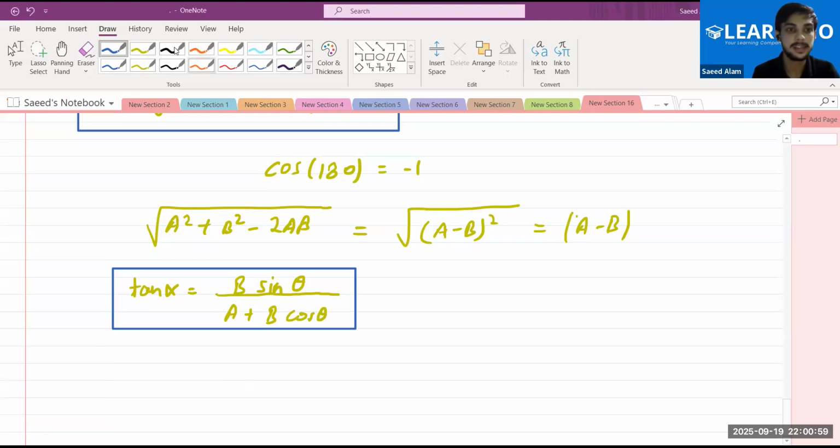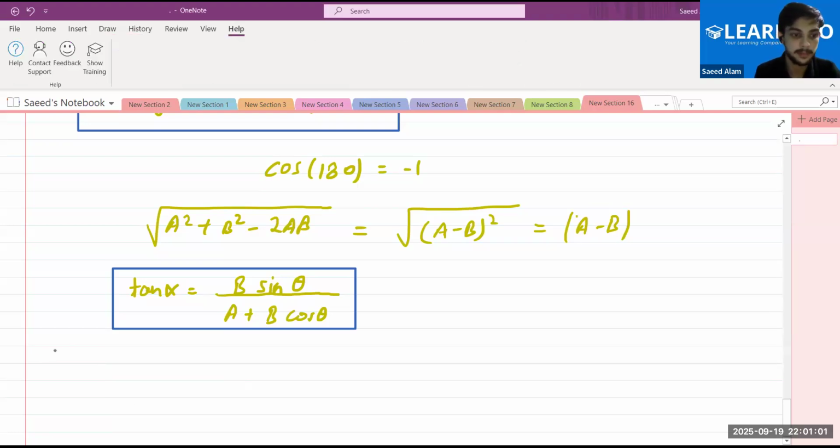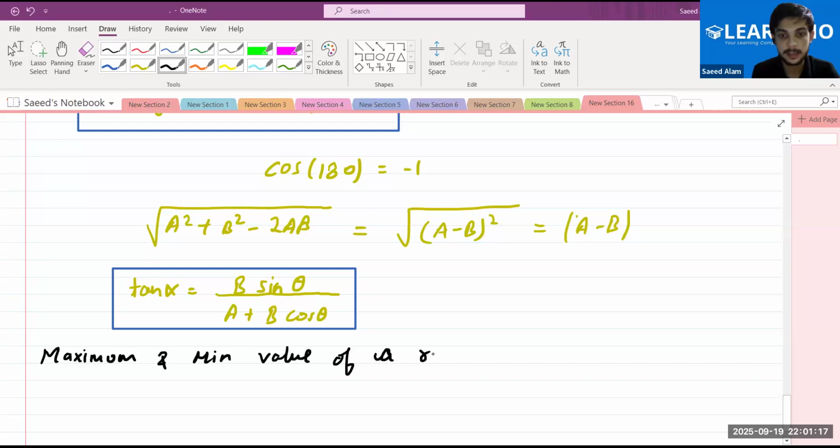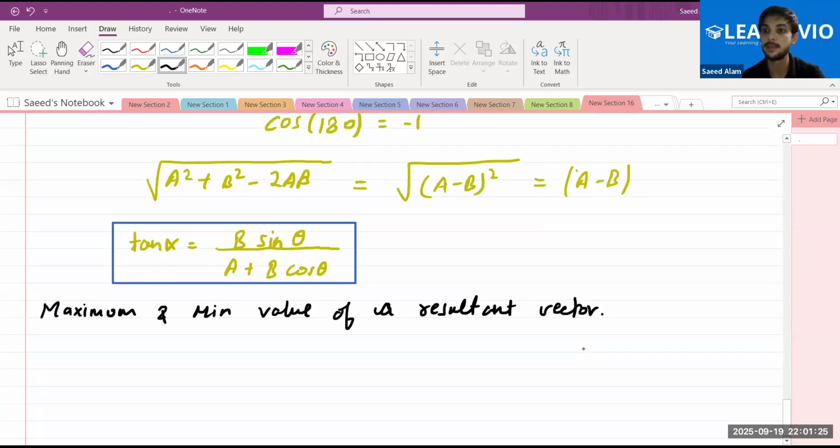Okay, so now we'll see the maximum and the minimum value of a resultant vector. What we are going to see here is what will be the maximum and the minimum value of the resultant of the two vectors. Like we'll add the two vectors, and see what can be the maximum result and what can be the minimum result.